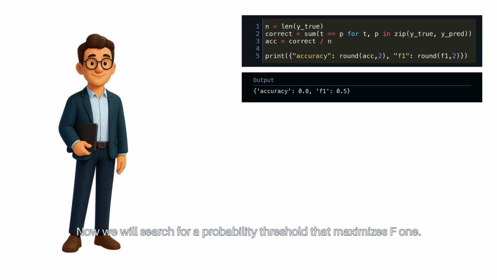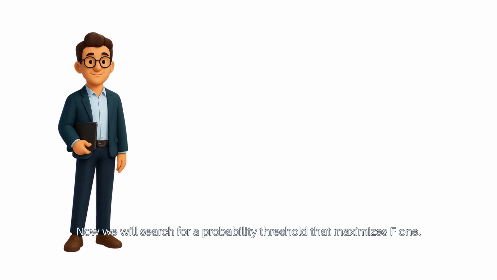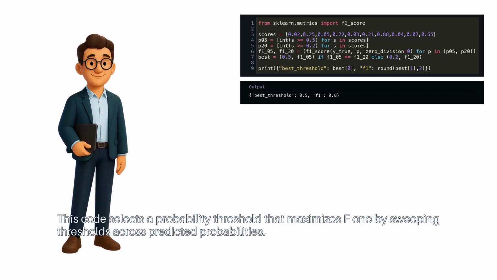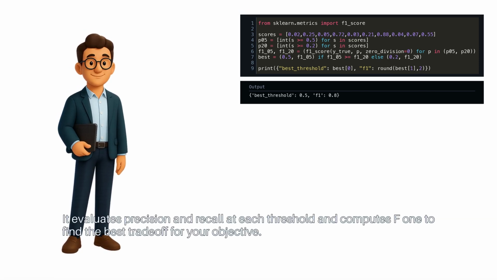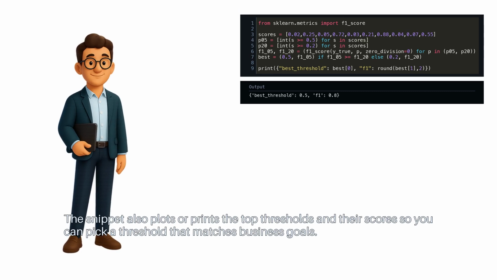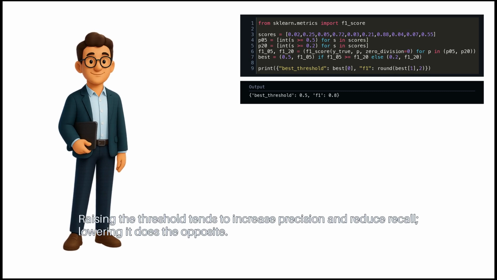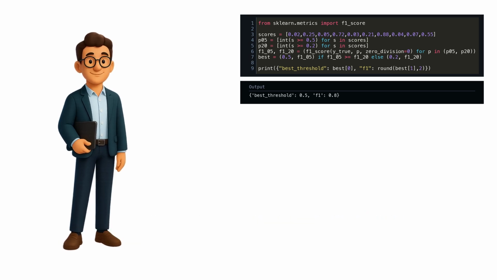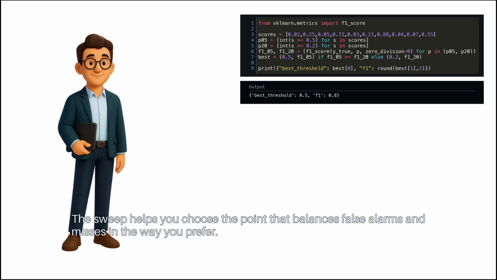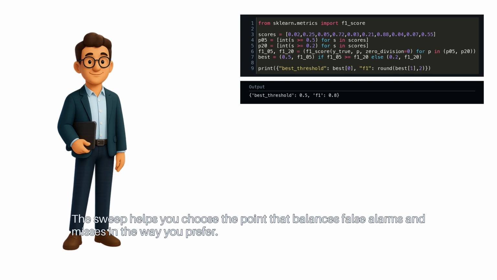Now we will search for a probability threshold that maximizes F1. This code selects a probability threshold that maximizes F1 by sweeping thresholds across predicted probabilities. It evaluates precision and recall at each threshold and computes F1 to find the best trade-off for your objective. The snippet also plots or prints the top thresholds and their scores, so you can pick a threshold that matches business goals. Raising the threshold tends to increase precision and reduce recall. Lowering it does the opposite. The sweep helps you choose the point that balances false alarms and misses in the way you prefer.